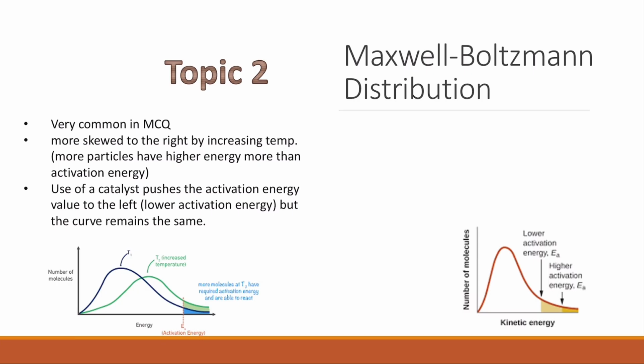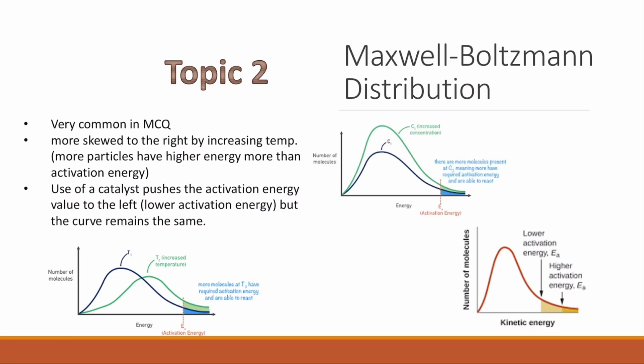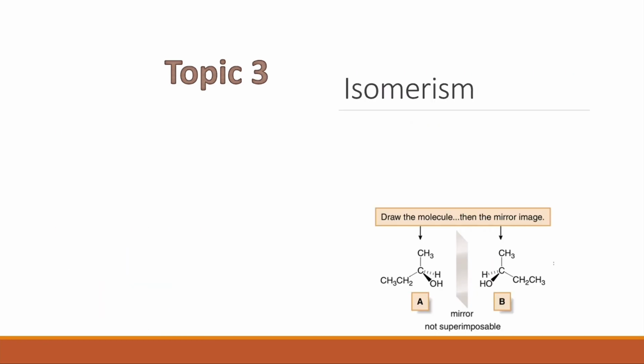The use of a catalyst will push the activation energy value to the left, so lower activation energy, but the curve remains the same. For higher concentration, we will increase the area under the curve, and the highest point will be higher. It will be higher all over, and so more particles will have energy higher than the activation energy. So increasing concentration will increase the rate of the reaction.